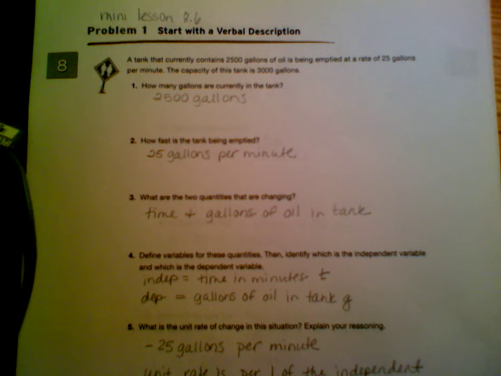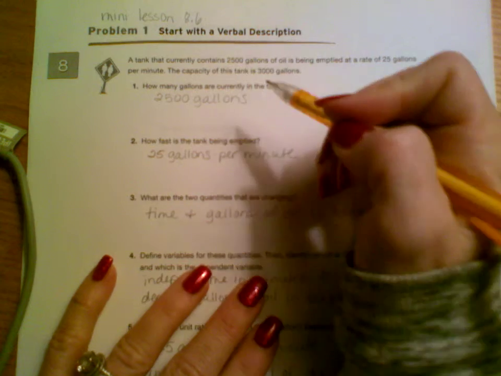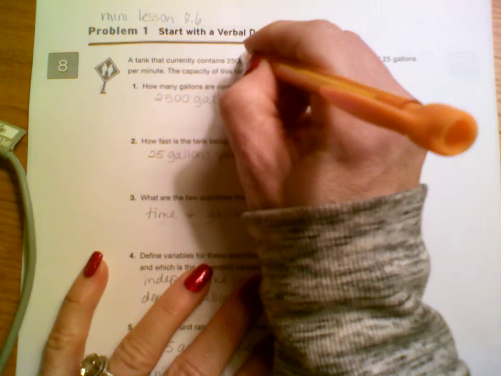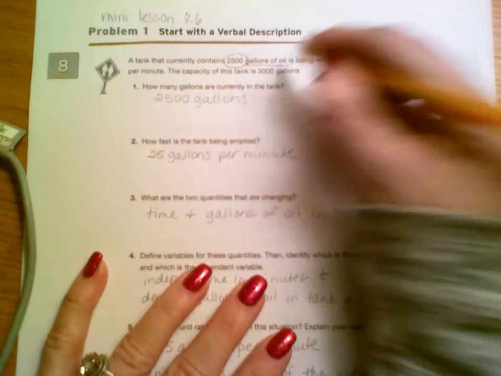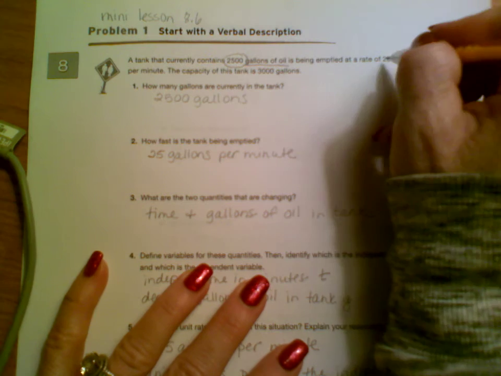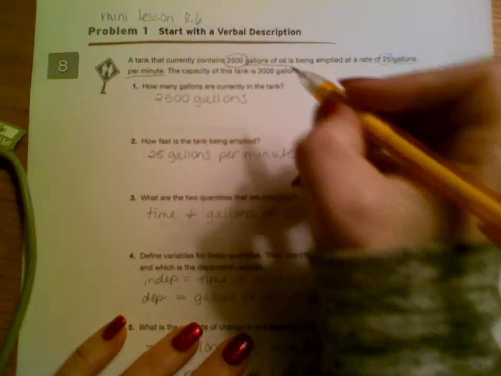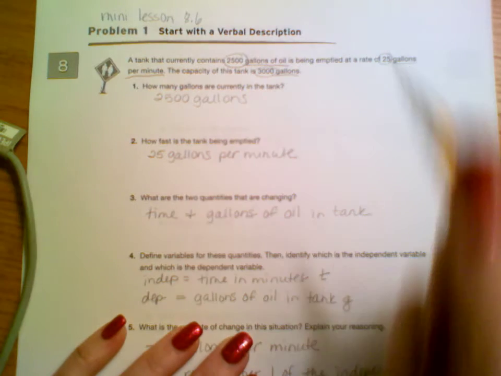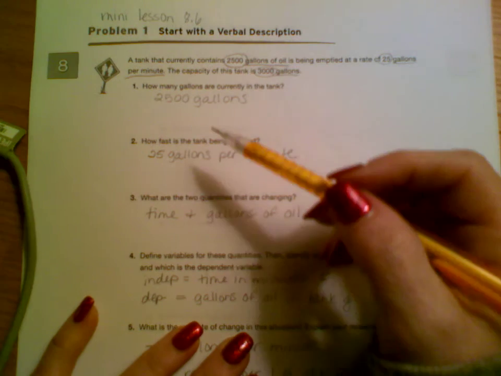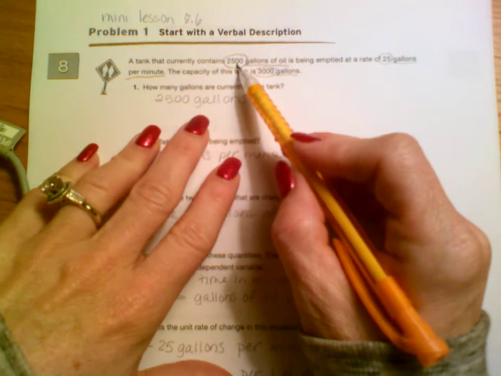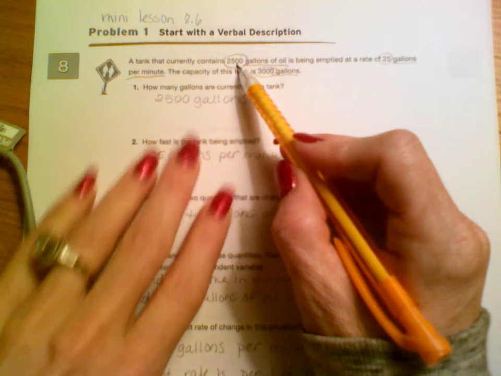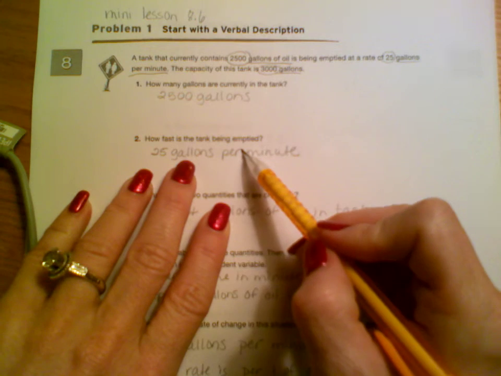This is the 8.6 mini lesson. A tank that currently contains 2,500 gallons of oil is being emptied at a rate of 25 gallons per minute. The capacity of the tank is 3,000 gallons. So how many gallons are currently in the tank? We said 2,500.